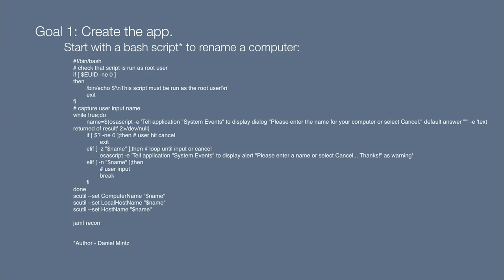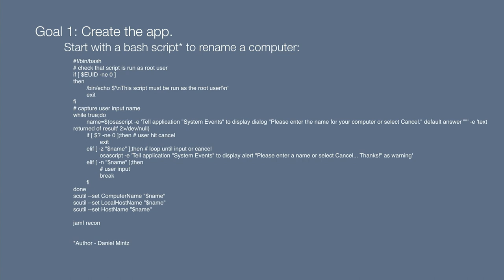We can look through real quick. It's going to check, make sure it runs with elevated privileges. Going down a little bit further, I can see that OSA script. So there I'm calling AppleScript. Bring up a dialog box. It's going to ask the user, hey, what's the new computer name? A few checks. I want to make sure they don't hit cancel, make sure they actually entered a name.